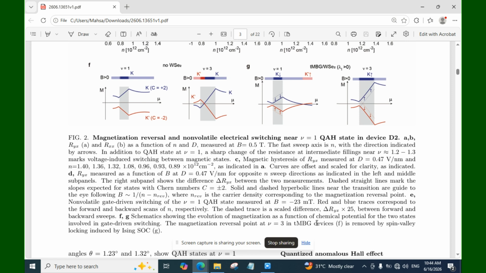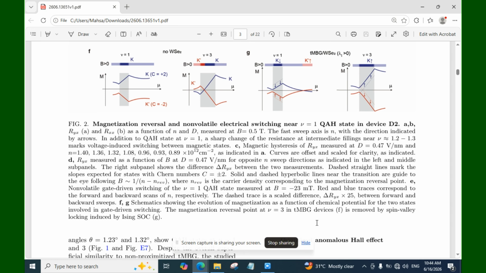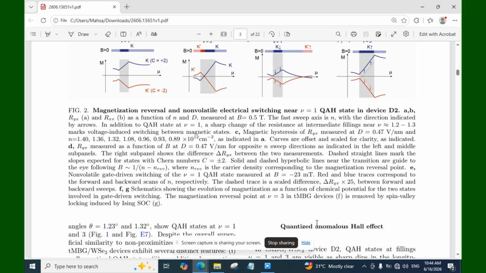F and G are schematics showing the evolution of magnetization as a function of chemical potential for the two states involved in gate-driven switching. The magnetization reversal point at nu equals 3 in the TMBG device is removed by spin-valley locking induced by Ising SOC.